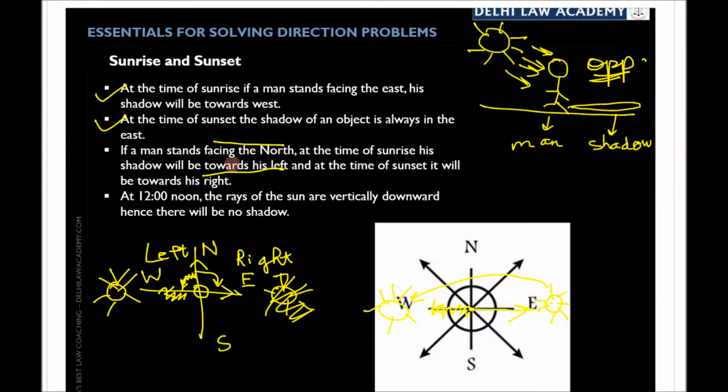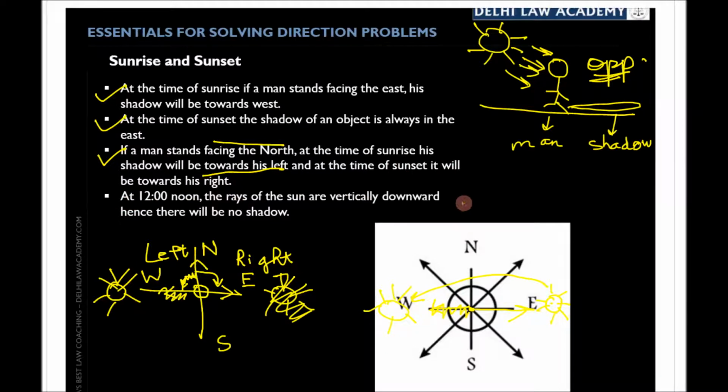Then at the time of sunrise, his shadow will be towards his left, and at the time of sunset, it will be towards his right. That's what we just saw. Brilliant. So the last point, and this one is fairly obvious: at 12 noon, the rays of the sun are vertically downwards, and hence there's no shadow.